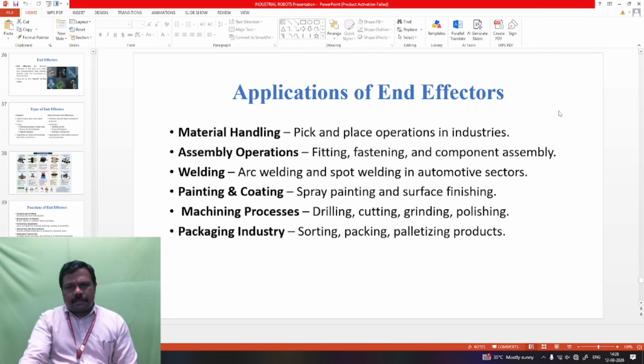Then applications of end effector. Material handling: pick and place operation in industries. Assembly operation: fitting, fastening and component assembly. Welding: arc welding and spot welding in automotive sectors. Painting and coating: spray painting and surface finishing. Machining process: drilling, cutting, grinding, polishing. Packaging industry: packing and palletizing the products.